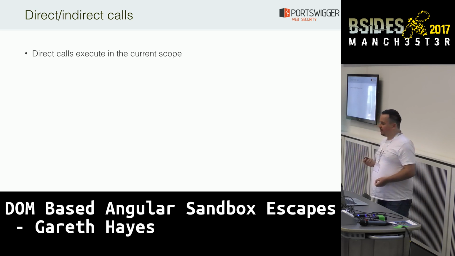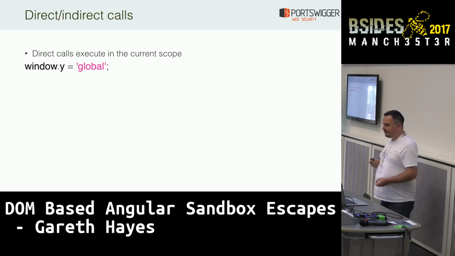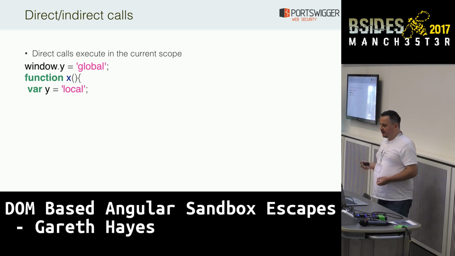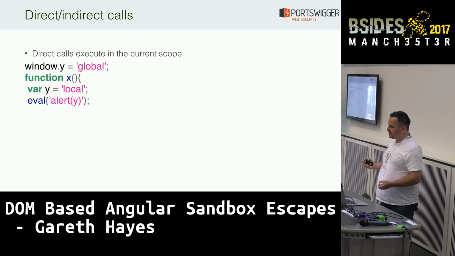So direct calls execute in the local scope. So if we have a y property of global, so we assign it to global, and we have a function of x, and a locally scoped y variable, which is assigned to local, and when you call eval, this is a direct call to eval. A direct call means that the code is native code eval, and its identifier is also eval. If those two conditions are true, then that's a direct call. So what y is assigned is in the local scope. So when alert is called, y is in the local scope, and so you get that data.